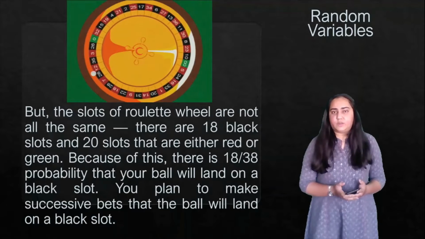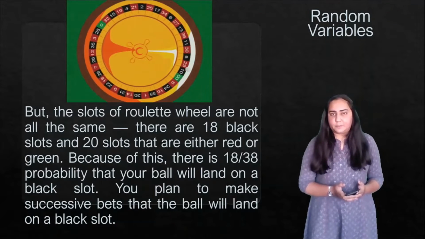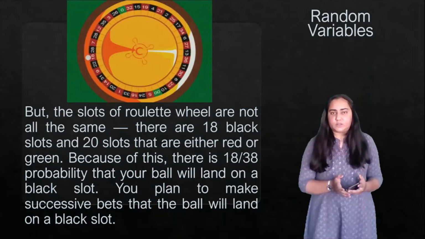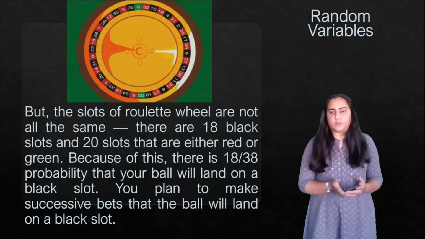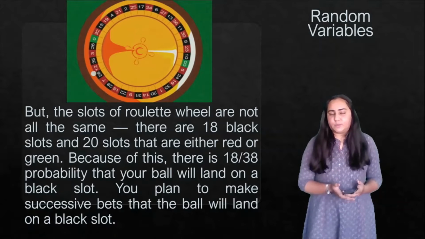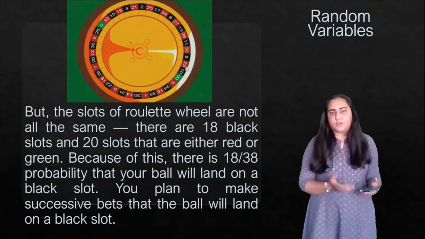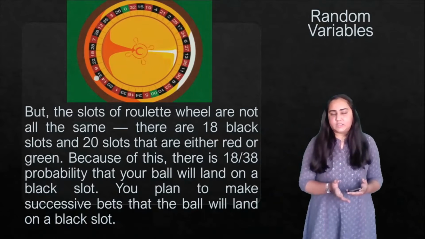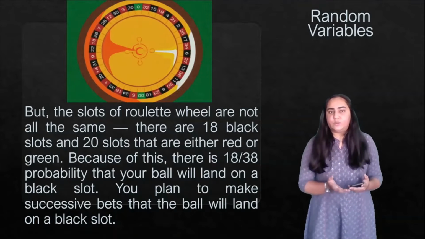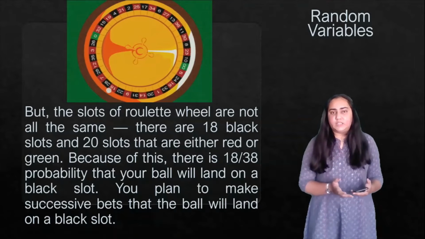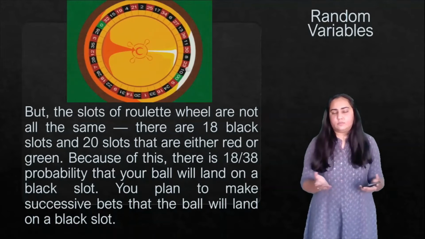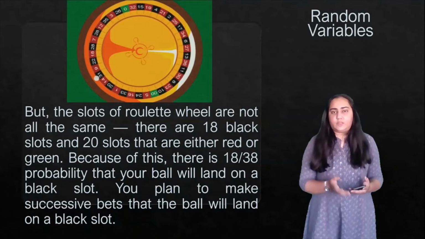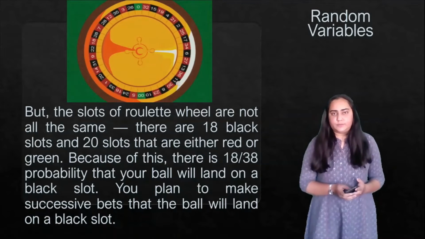But the slots of the roulette wheel are not all the same, because you have 18 black slots and 20 slots that are either red or green. So there are totally 38 slots, but out of those 18 are black and there are 20 which are either red or green. And because of this, the probability that your ball will land on a black slot is 18 by 38. And so naturally, you plan to make successive bets that the ball will land on a black slot.